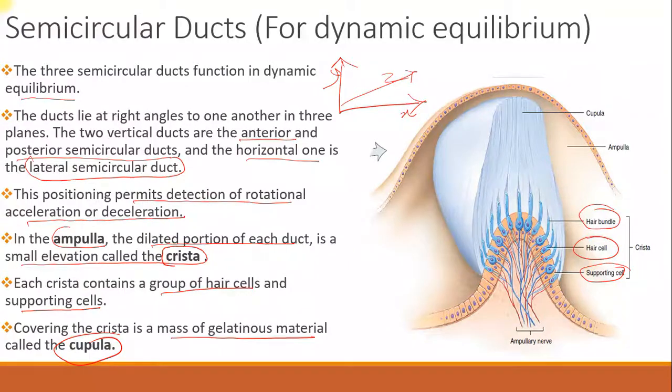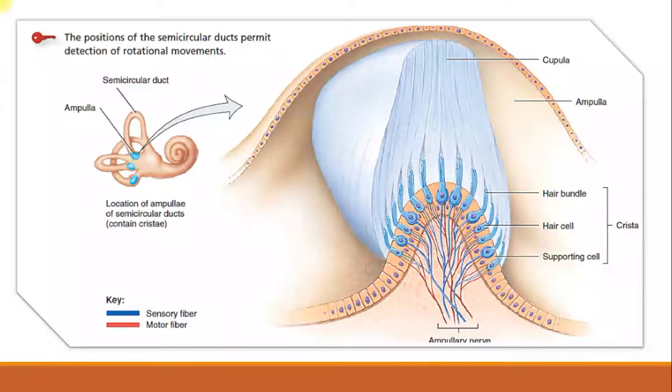Similarly, as in the case of static equilibrium, we have seen that on the surface of the hair cells we can find the otolithic membrane as well as the otoliths. In the case of dynamic equilibrium, we can find the cupula, which is again a mass of gelatinous material. So you can see there are certain similarities between these, only the names differ. Here you can see the detailed diagram.